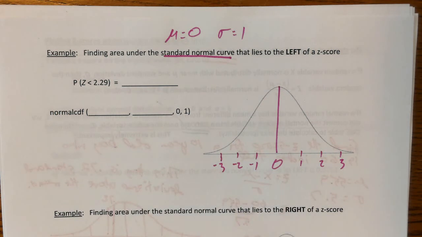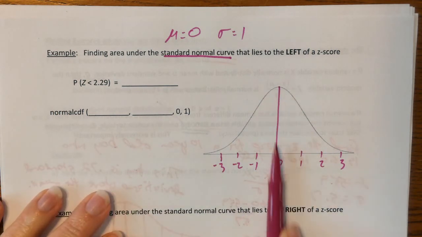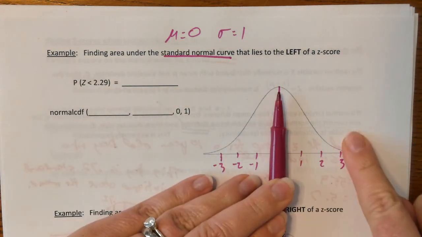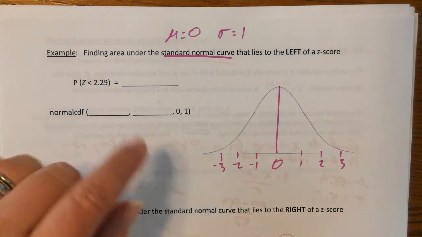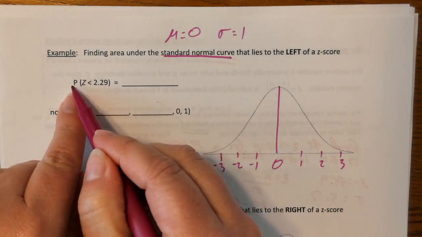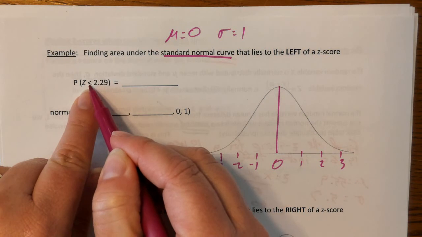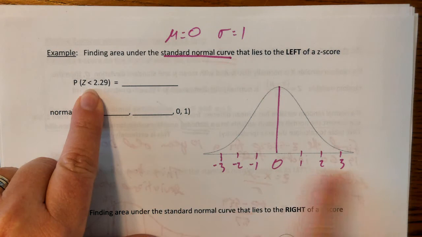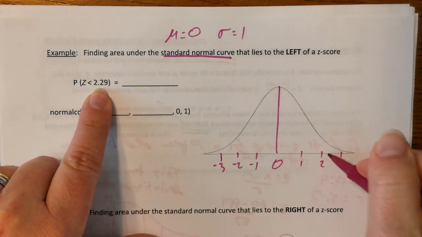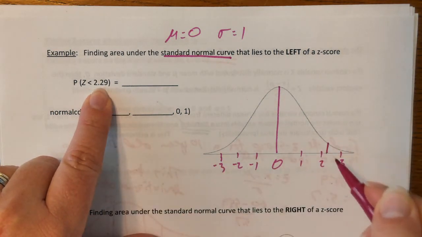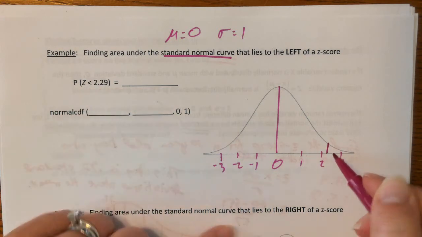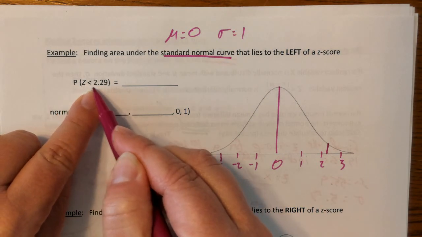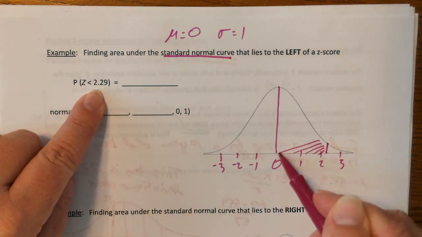Now remember, the mean is in the middle. The mean is 0 because we're using the standard normal curve. 50% of the people are below, 50% of the people are above. And they ask us for the probability that the z-score is less than 2.29. Remember, these are z-scores on the bottom. So 2.29 is about right here. Here's 2, here's 3, 2.29 is a little above 2, it would be about right here. They want the probability that z is less than 2.29.